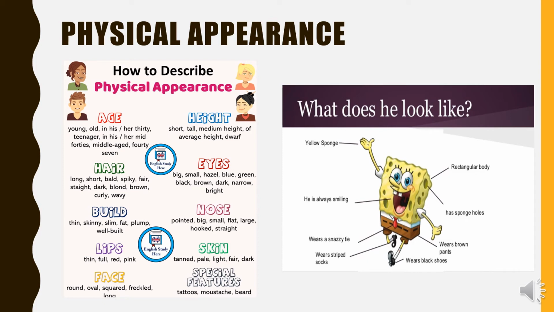In this picture, what does SpongeBob look like? He is a yellow sponge with rectangular body, sponge holes. He wears brown pants, black shoes, striped socks, and a snazzy tie. He is always smiling. In this way, I have described his physical appearance.